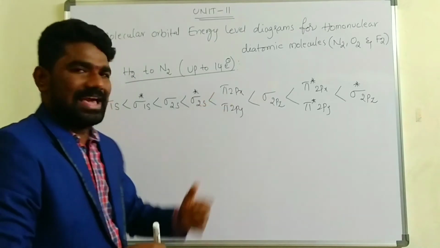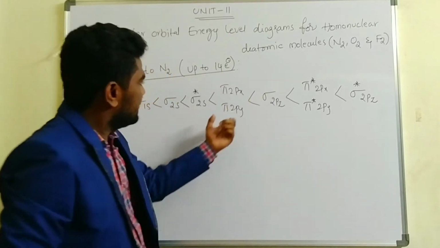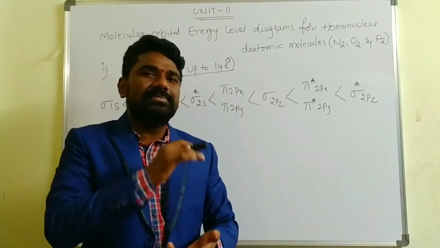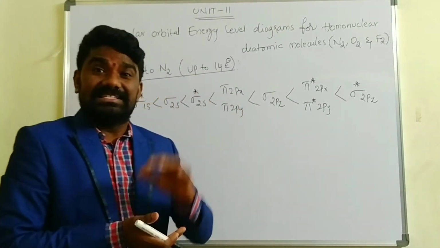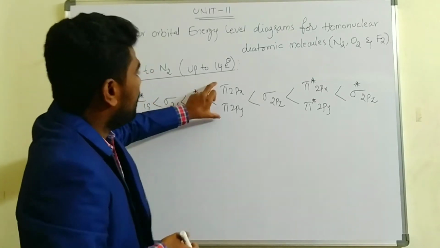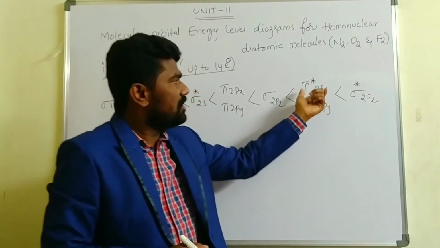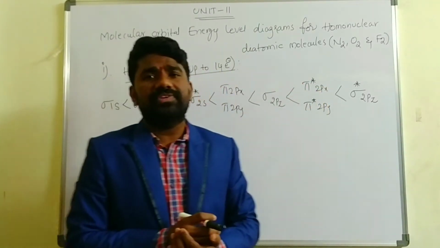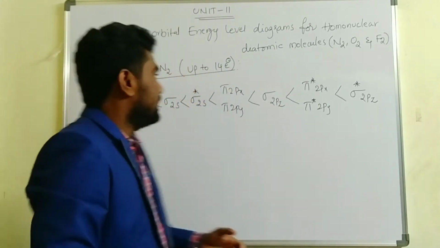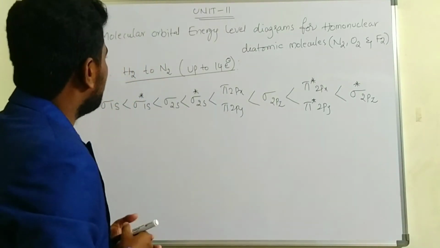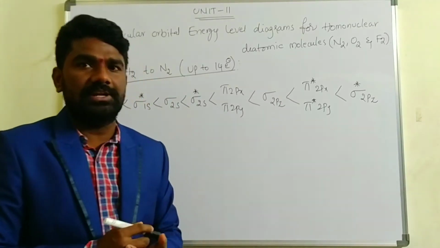Why did we write it like this? Because these pi 2px and pi 2py orbitals have similar energies. So that's why we have written them like this. And here also pi star 2px and pi star 2py have similar energies. This is the relative energy order sequence for the hydrogen to nitrogen molecules, that is up to 14 electrons.